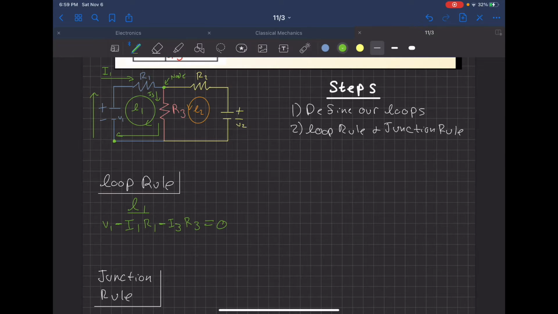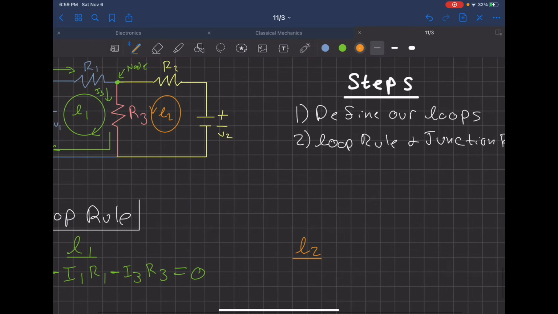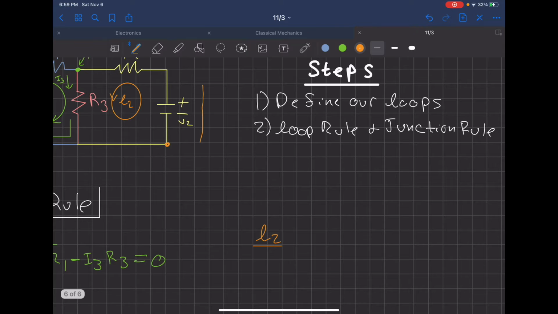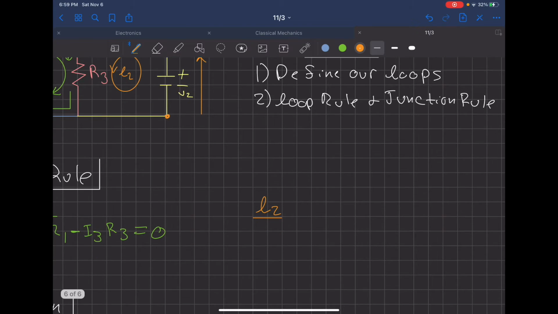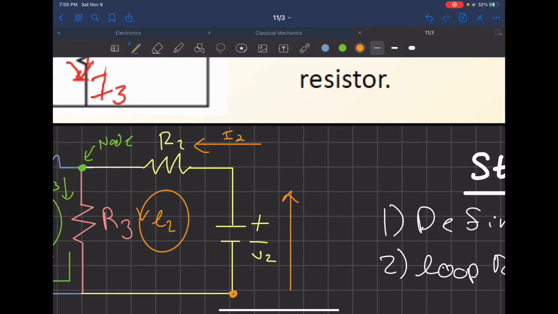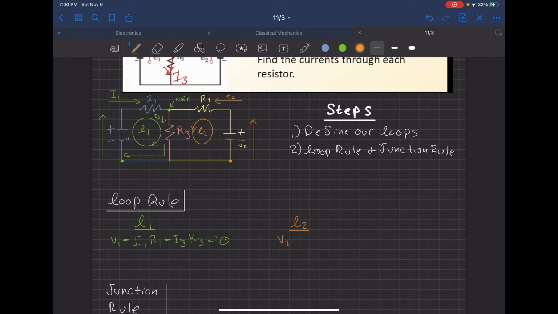Now we have loop 2. So I'm going to start right here for loop 2. We're going to come around, pass over this voltage gain, and we're going to get V2. And then we're going to come around, pass over this resistor. And again, like I said a second ago, I'm going to define my current here as I2. So we're going to get minus I2 R2.